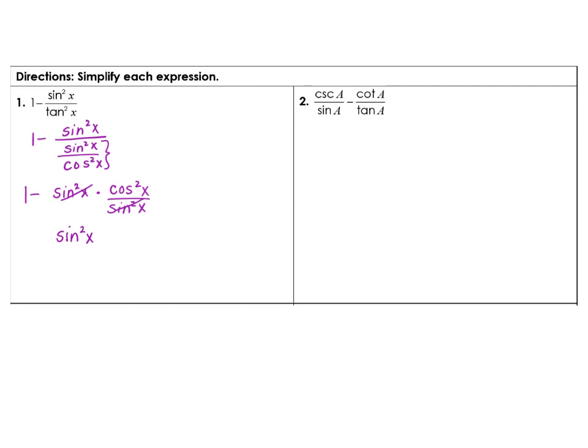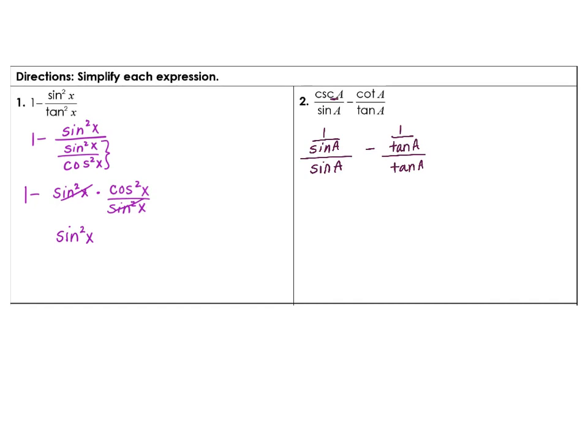Okay, for number 2, again, a couple of things to rewrite. We see that cosecant here is the reciprocal of sine, or we can even flip sine over, either way. Let's try cosecant. We know that's 1 over sine of A over sine of A, minus, and cotangent is 1 over tangent A over tangent A. Let's simplify each one of those.